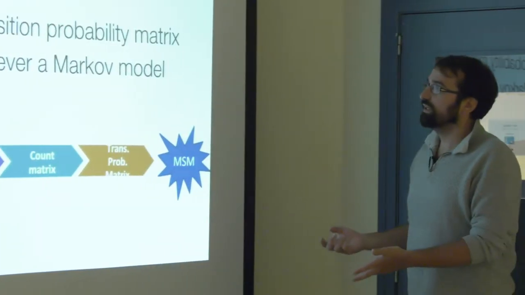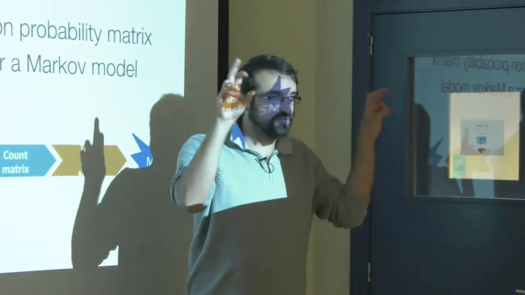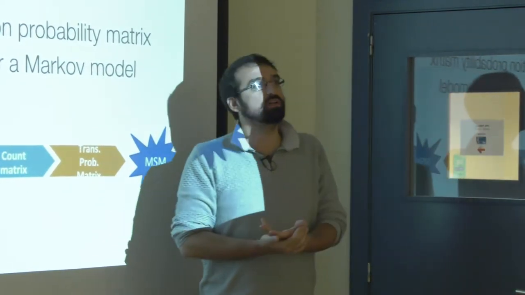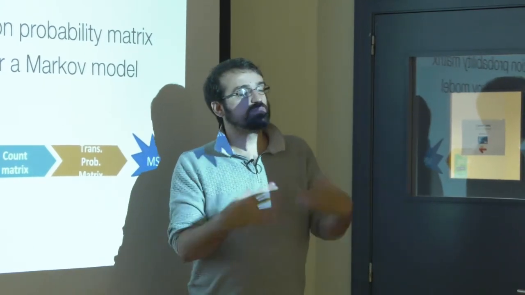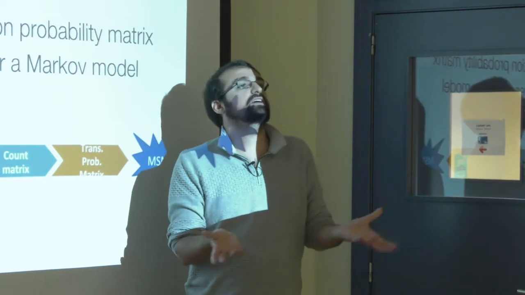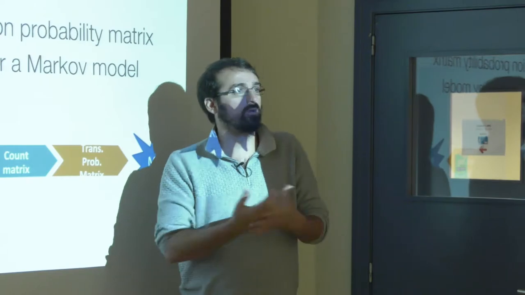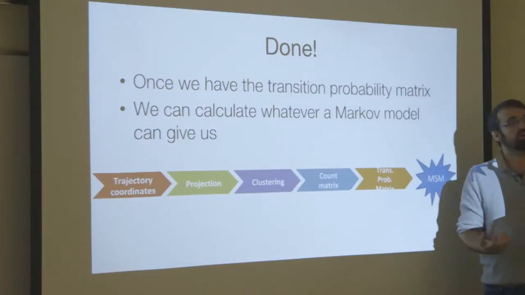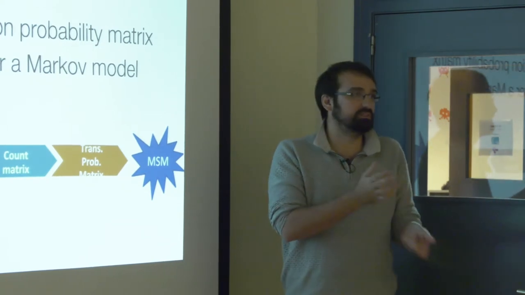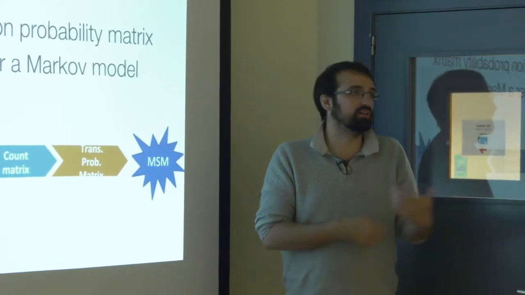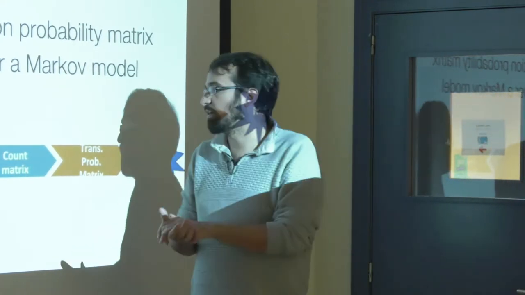So with this, we can already forget about our simulations, so to speak. For example, we had these 1,000 simulations. We build this Markov model, and then our system of study is the Markov model, okay? We can probe it for properties. We can probe it to see what it can tell us about our system. And then we can also go back to the simulations, because there's a correspondence between the simulations and the Markov model.